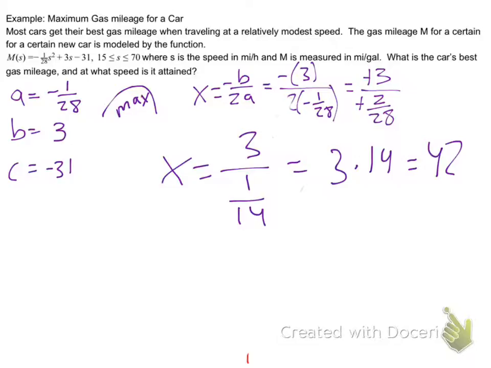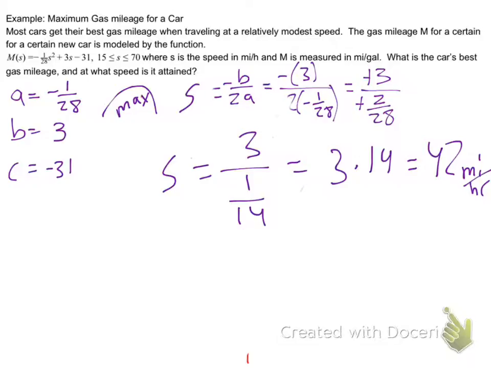We should be using what? S. So let me take that out of there. It's not overly important, but know that our letters are variables, and we were using S. What does that S stand for? It told us that it was in miles per hour. So this particular car gets its best fuel mileage at 42 miles per hour.